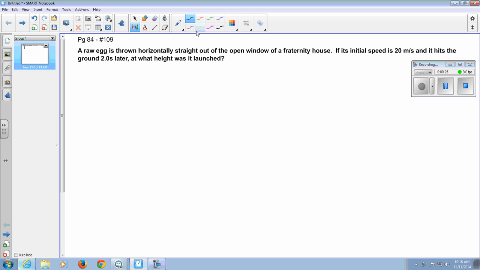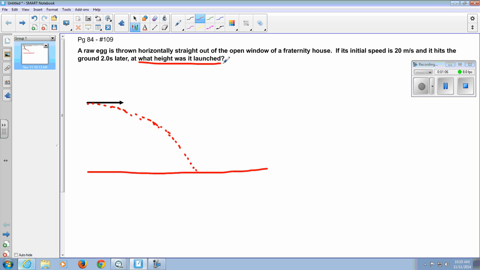this is what it would look like. Essentially, you have a perfectly horizontal velocity. Let's draw it with vector arrows. A perfectly horizontal velocity. Okay, and this object, it's an egg in this case, is going to go out the window perfectly horizontally and fall to the ground in a pattern that looks somewhat like a half parabola. And it's going to land on the ground, right? So what we're trying to find is what is the height that it was launched from.